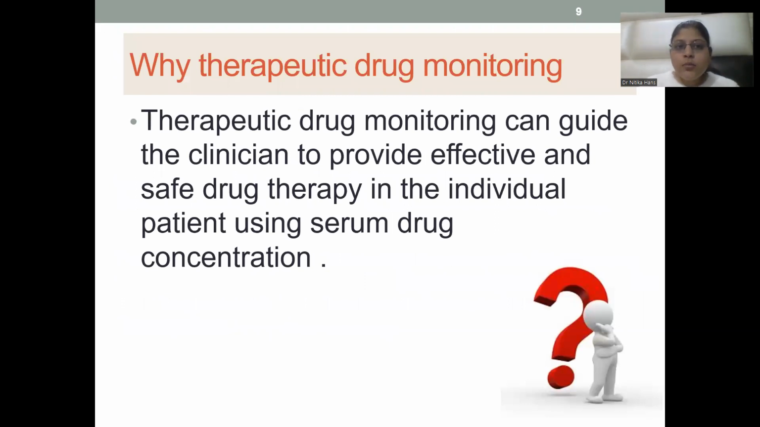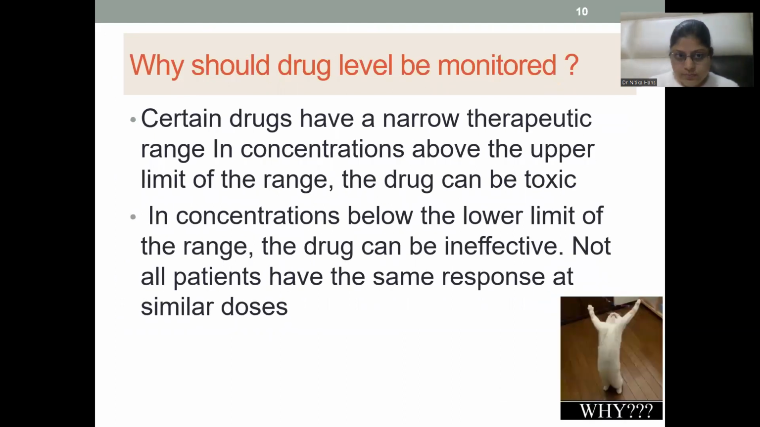Now, why do we do therapeutic drug monitoring? It can guide the clinician to provide effective and safe drug therapy in the individual patient using serum drug concentration. Why should drug level be monitored? Certain drugs have a narrow therapeutic range. That means the minimum effective concentration and the minimum toxic concentration are very close. So a bit of increase in the dose can lead to toxicity. The drug can be toxic.